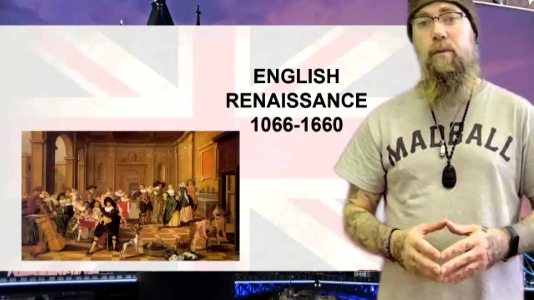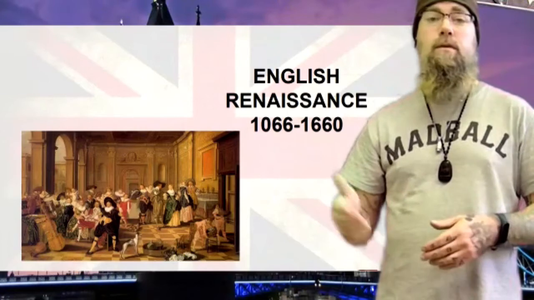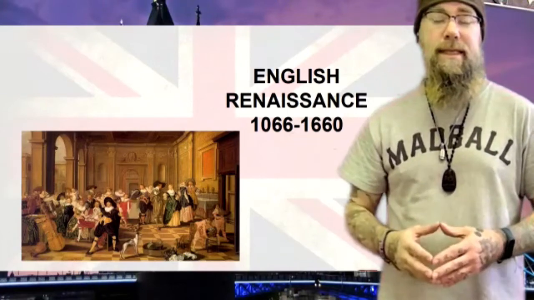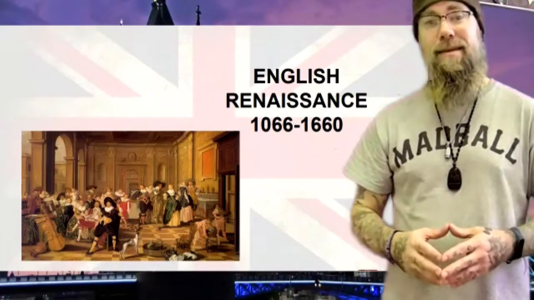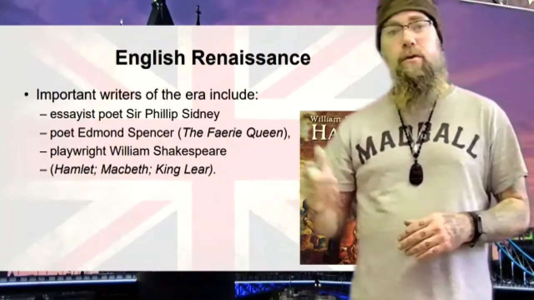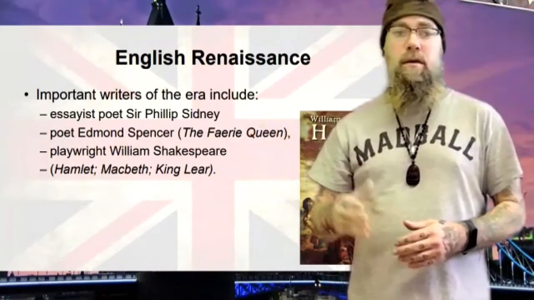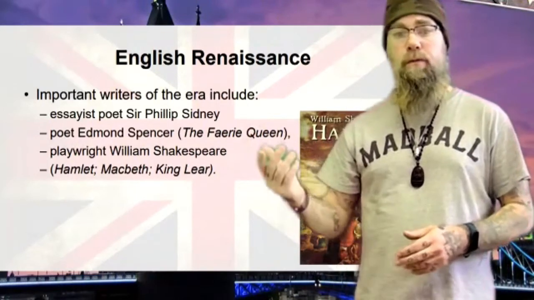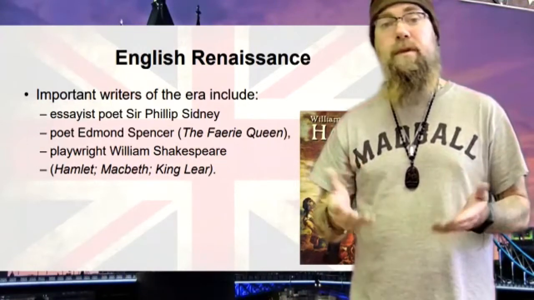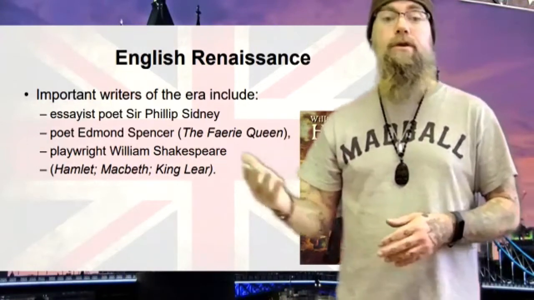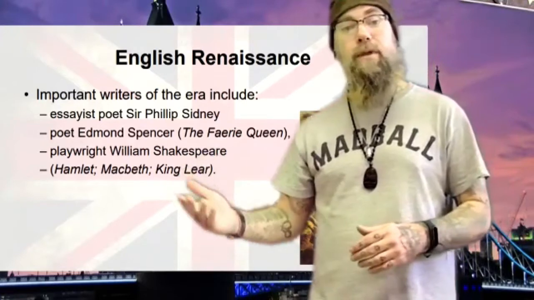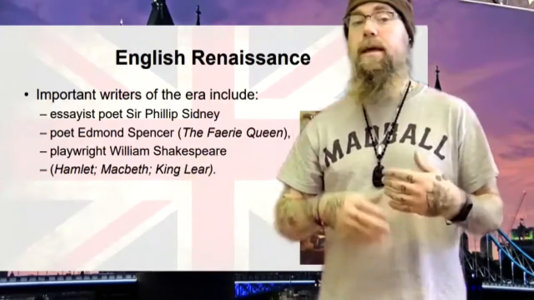The next time period in British literature is the English Renaissance, which occurred from the years 1066 to the year 1660. Some important writers of this era include the essayist Sir Philip Sidney, the poet Edmund Spenser, who wrote The Faerie Queene, and of course the most famous and well-known British author, Shakespeare, writing such works as Hamlet, Macbeth, and King Lear, and many others.